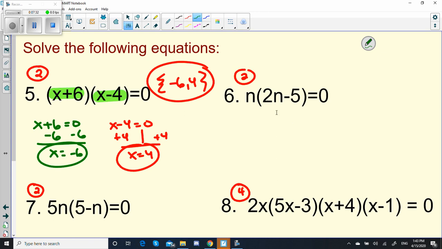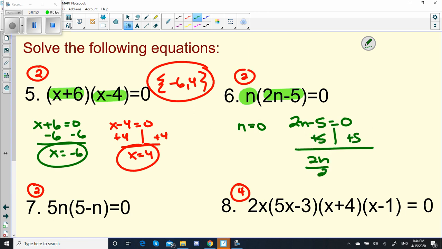All right, if we do the second one. So this first one has to be set equal to 0 because it has a letter in it. So n equals 0. Well, that's already solved. I don't have to do anything to solve that. So then I'm going to set the other one equal to 0, 2n minus 5. If I solve this one, I'm going to add 5 on both sides and divide by 2. That's going to give me 2.5 or 5/2. I kind of like it as 5/2. So my solutions or my roots or my zeros, my x-intercepts are all the same thing. It's 0 and 2.5.